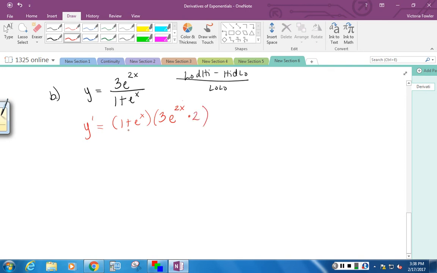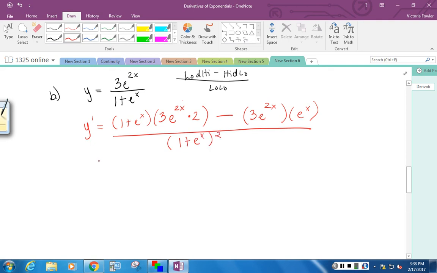So I've done low d high minus high, which is 3e to the 2x, d low. The derivative of 1 is 0. The derivative of e to the x is just going to be e to the x. And then I go to the bottom and I say low low, so that means I'm squaring the denominator. And from here, it's about making sure that I can combine my terms appropriately. So 3 times 2 would give me 6. So I'm just going to make a little note here. And that 6 can distribute.